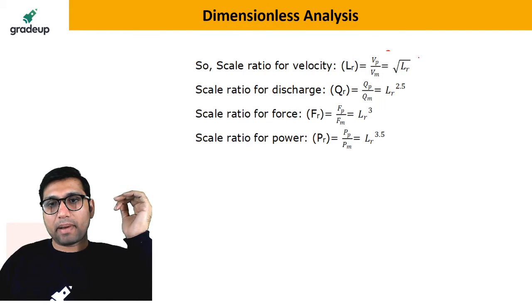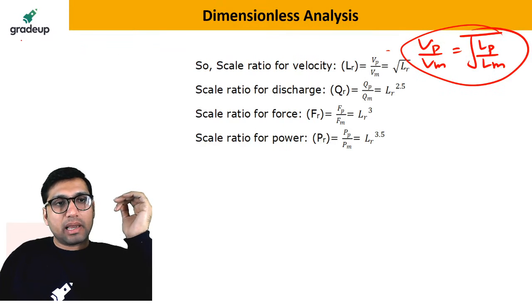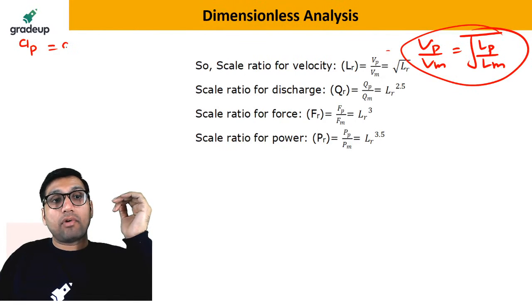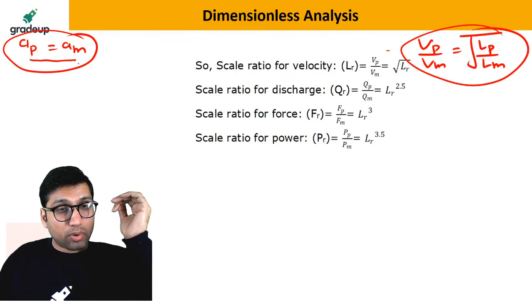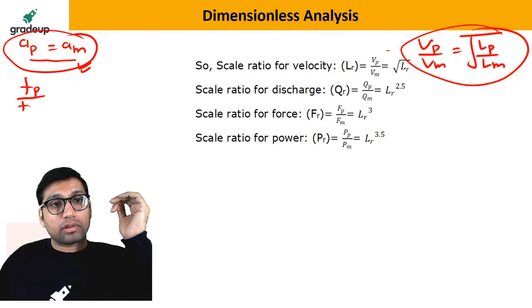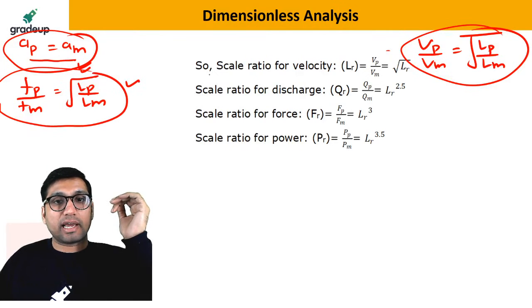Similarly, we have got velocity ratio. Velocity ratio is Vp by Vm, so Vp by Vm is equal to root of Lp by Lm. Acceleration also has a ratio. Acceleration of the model is equal to acceleration of the prototype, according to the Froude model. Time period of the prototype by time period of the model is equal to root of length of the prototype by length of the model. This is the relation for time period.